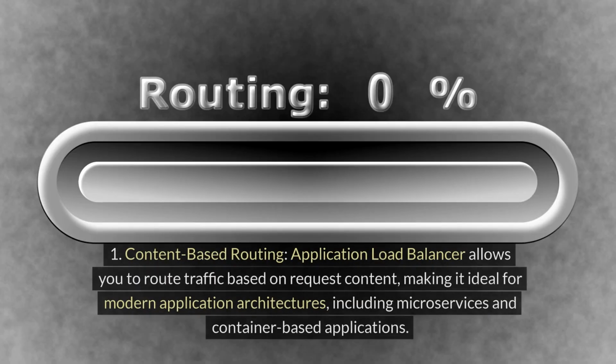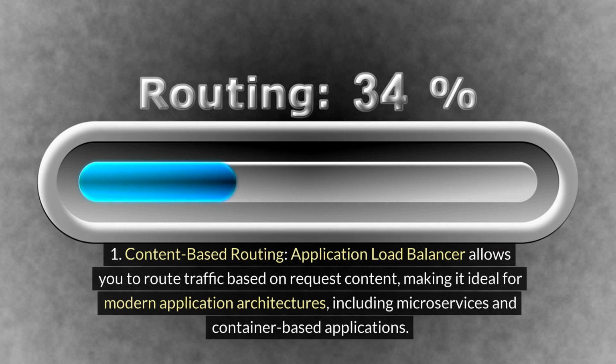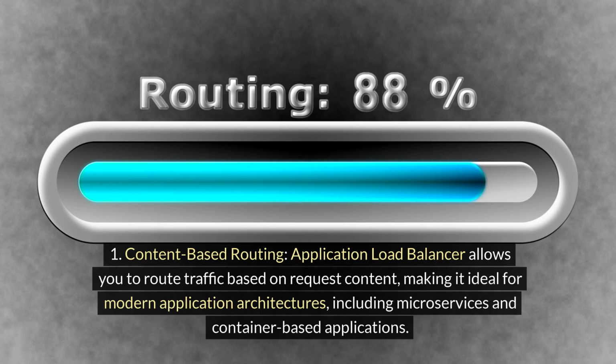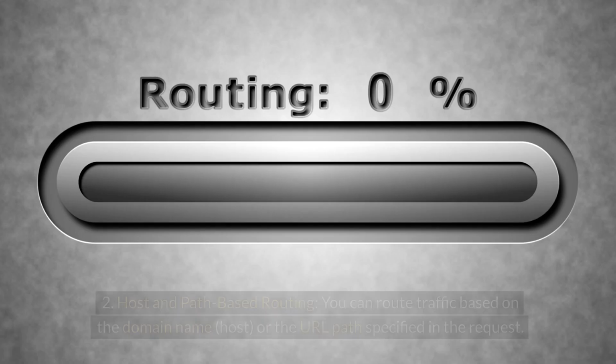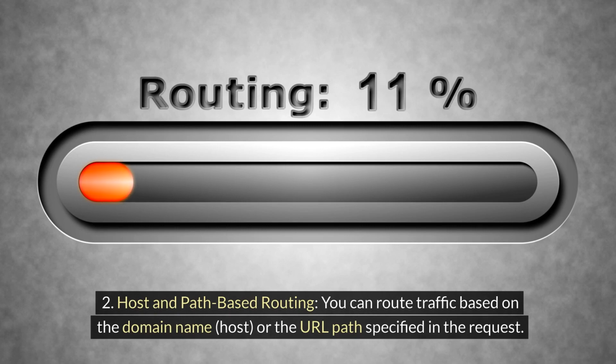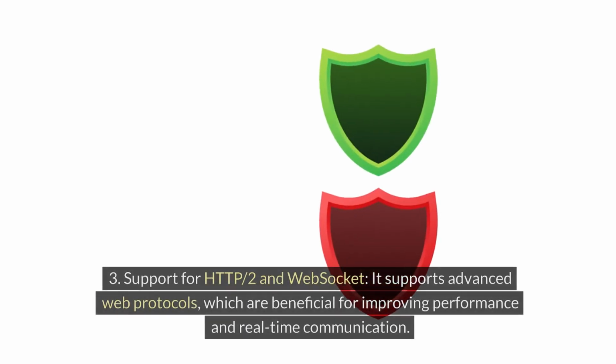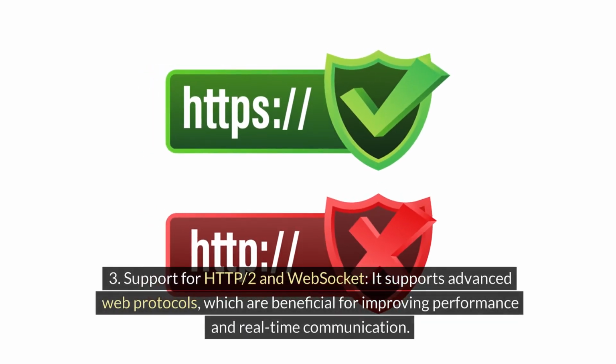Features. Content-based routing. Application Load Balancer allows you to route traffic based on request content, making it ideal for modern application architectures, including microservices and container-based applications. Host and path-based routing. You can route traffic based on the domain name host or the URL path specified in the request. Support for HTTP2 and WebSocket. It supports advanced web protocols which are beneficial for improving performance and real-time communication.